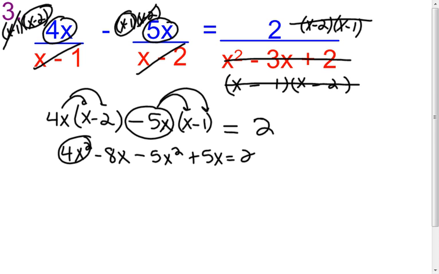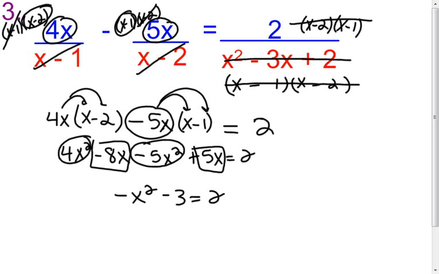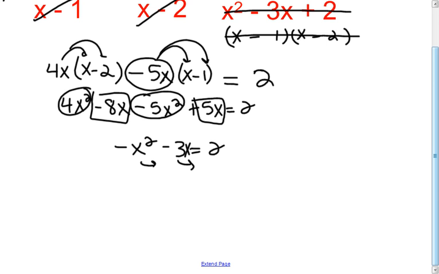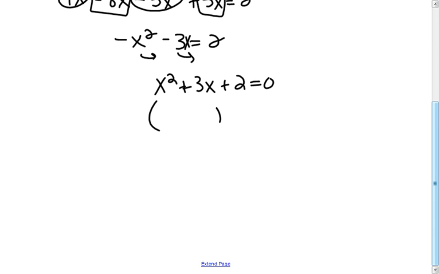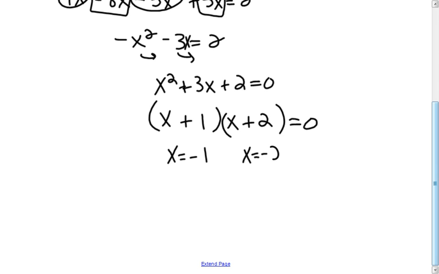And then I will combine my like terms, and this gives me negative x squared, and this gives me negative 3x. And then I will move everything to the right side to make it be positive. Oops, I forgot my x right there. Move that to the right side to make it positive, and so this will become x squared plus 3x plus 2 equals 0. And then I can factor this, and it factors as x plus 1 and x plus 2. And then of course here x will be negative 1, and here x will be negative 2.